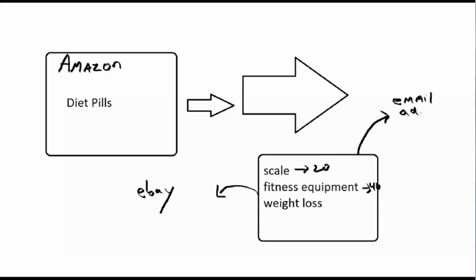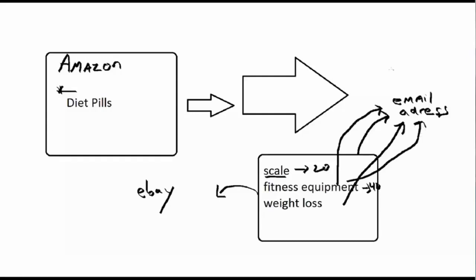Now, what happens? Let's pretend it's you. Let's pretend you bought a scale on eBay, all right? And the next day you get an email about diet pills. So you're going to have all these customers that are buying scales and fitness equipment and weight loss books from you, and you're going to get all their email addresses. You don't do anything. They just appear in your DS Domination back office, okay? And all at once, you can send out an email to all your customers that are clearly looking to lose weight, all right, about your diet pills.